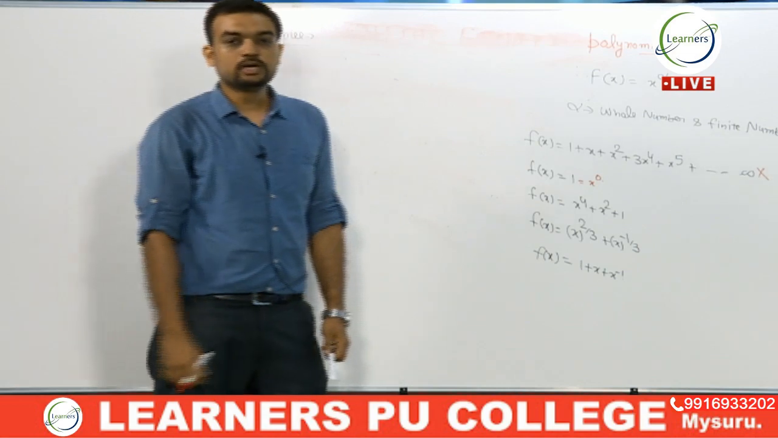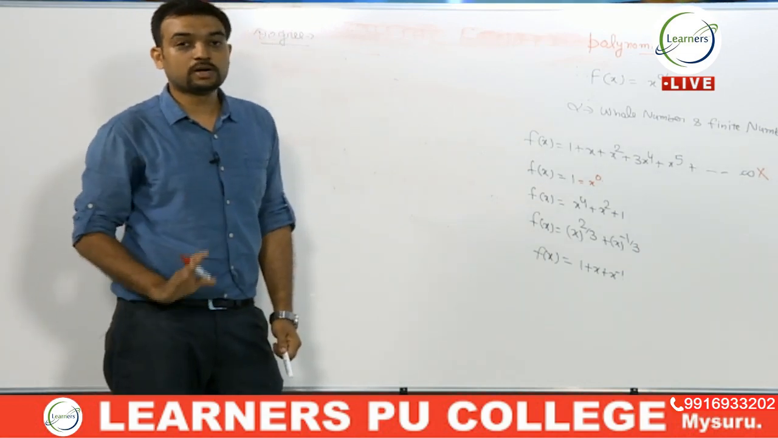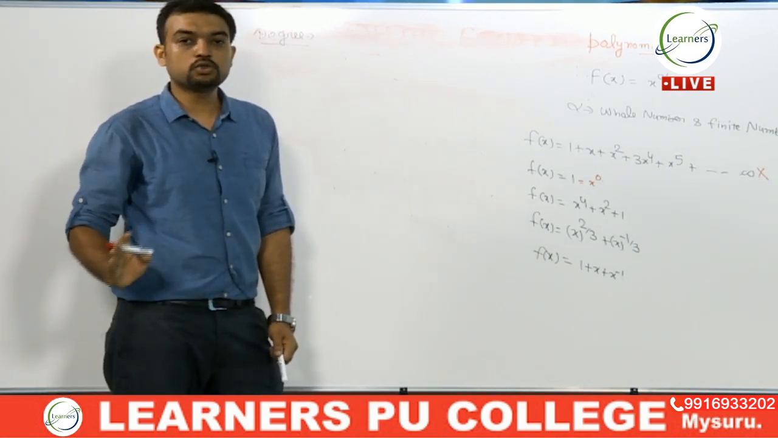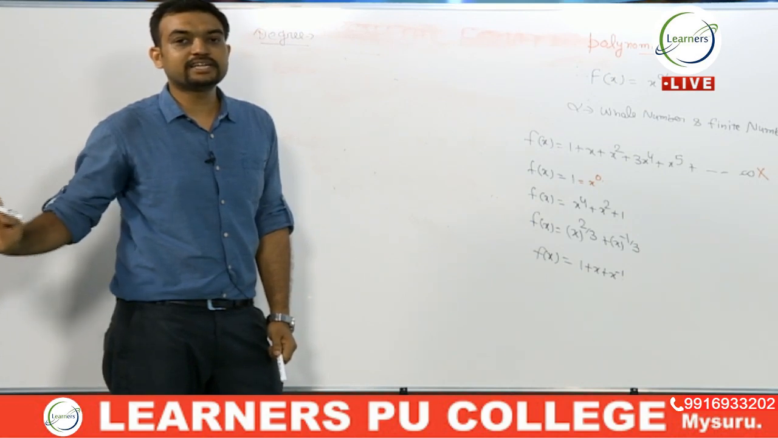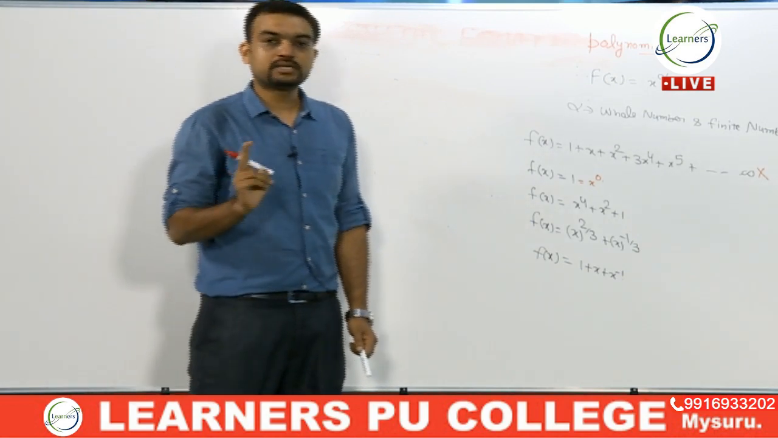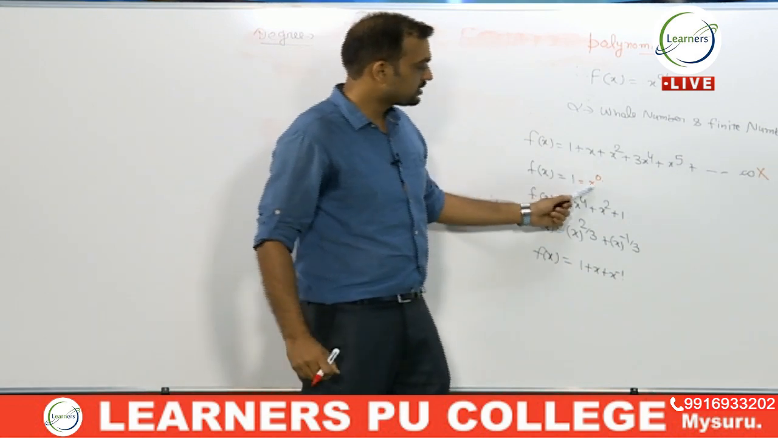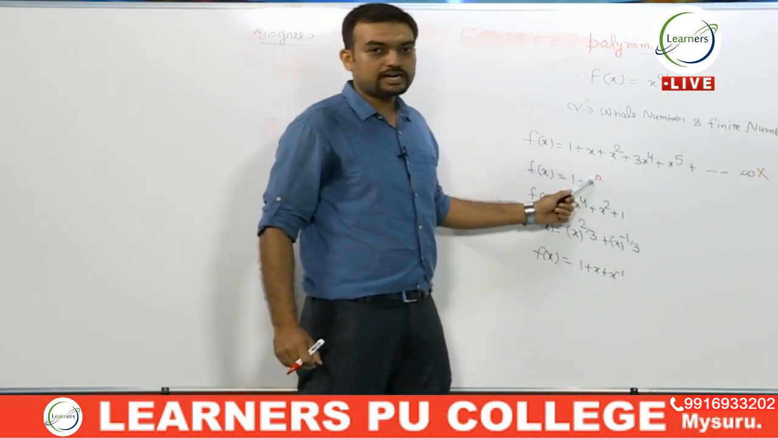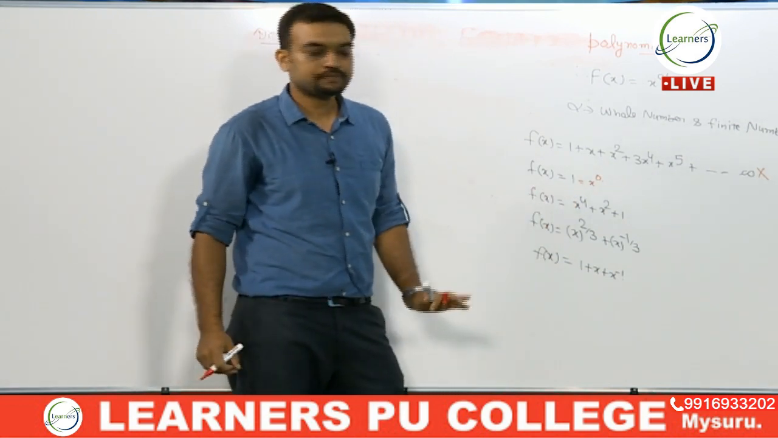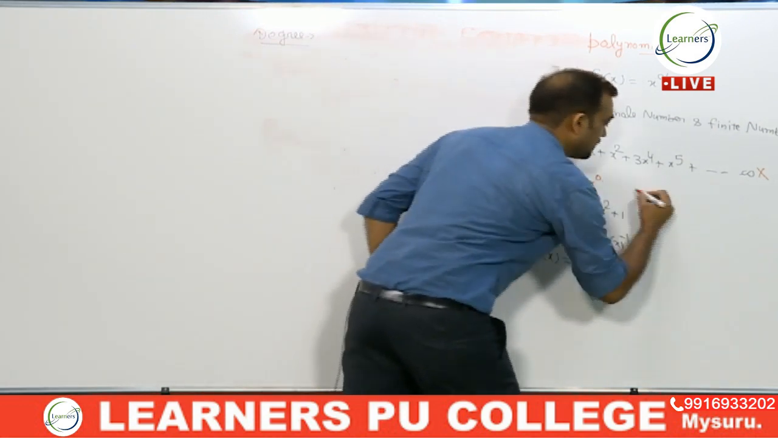x power 0. Now you should know what is a whole number. Whole number means 0, 1, 2, 3, 4, 5, 6, 7, 8, 9, 10, 11, all are whole numbers, but it should be finite. So x power 0, and we know that 0 is a whole number, it means this is a polynomial. Okay, now this is a polynomial.